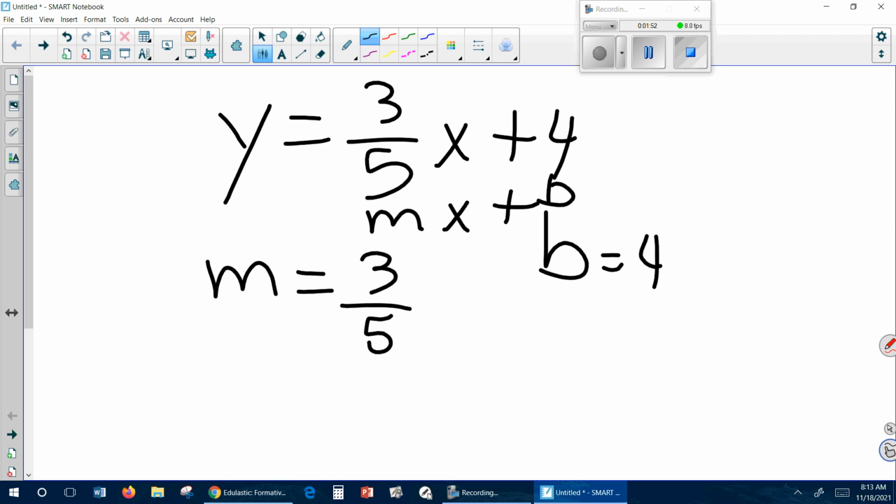For the fraction 3/5, you're going to write down the directions to go. If the number at the top of the fraction is positive, that means go up that many spaces. If the number at the top of the fraction is negative, that means go down that many spaces. And then, of course, the denominator tells you how many spaces to go to the right. So this 3 is positive, so we're going to go up 3. At the bottom of the fraction, always go to the right. B equals 4, that means I'm going to plot this point on the y-axis.